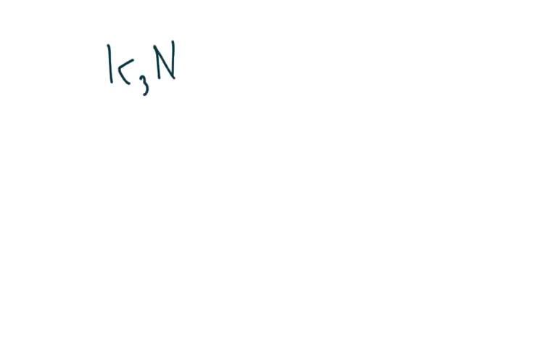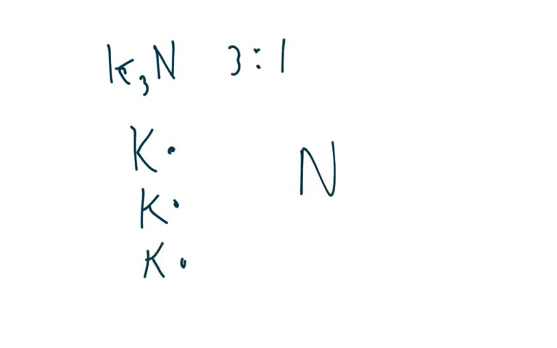We'll do K3N. So I need to draw 3 of these according to the formula. It's a 3-to-1 ratio. And then the nitrogen, I'm going to draw 1, 2, 3, 4. I'm going to put the 5th one over here to make it look a little nicer. So he's going to give 1 to him. And he's happy. He became plus 1.